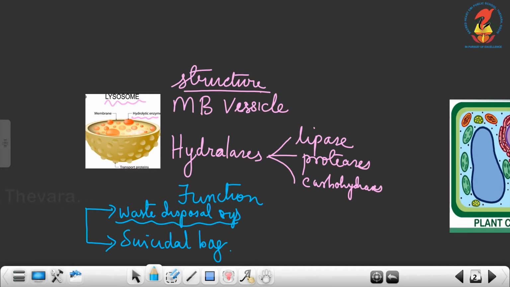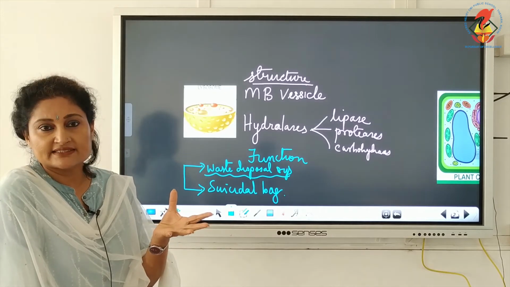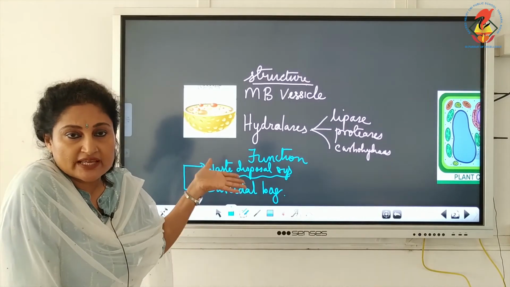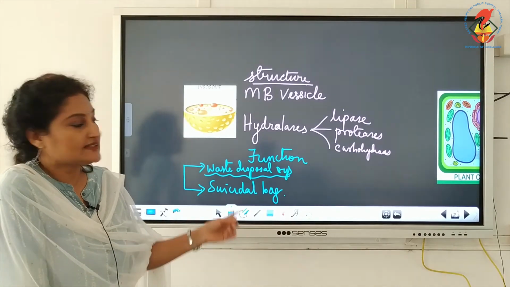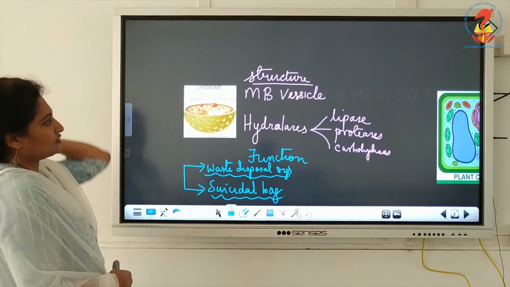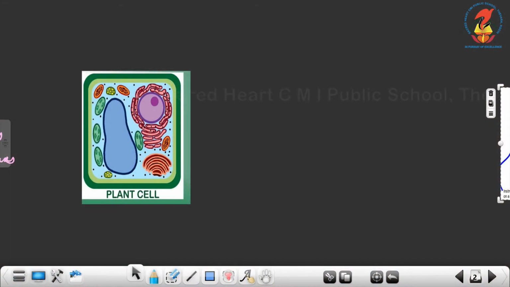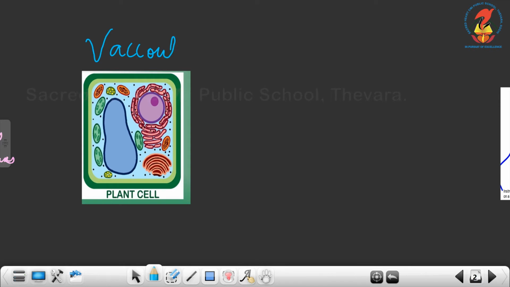Now, sometimes the cell may be damaged. In that case, what happens is it ruptures and releases the enzymes, and the entire cell in which the lysosome is present will be destroyed. In that context, it is called the suicidal bag, because even the lysosome itself is getting destroyed. I hope you understood the function of lysosome. The next structure is vacuole, and you can identify the vacuole. Where is it located? In plant cell, it occupies nearly 90% of the volume.